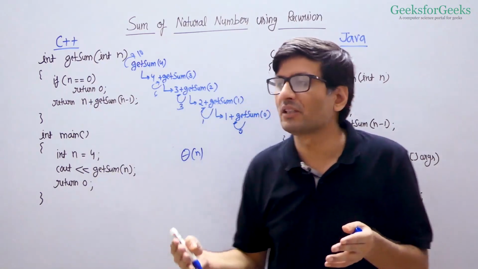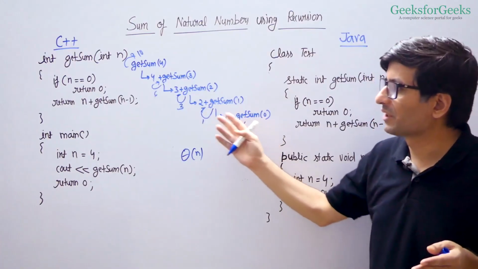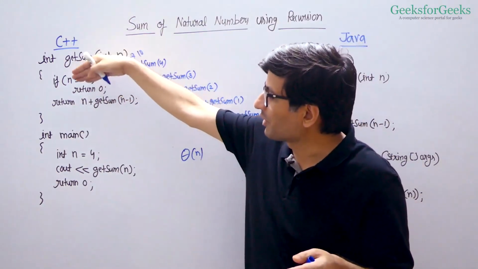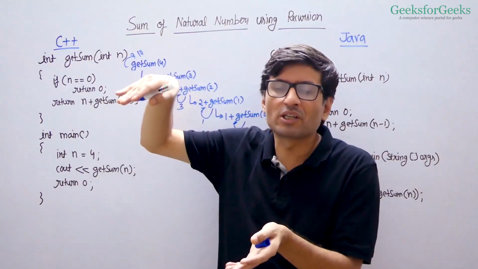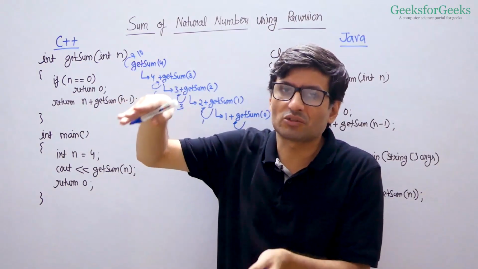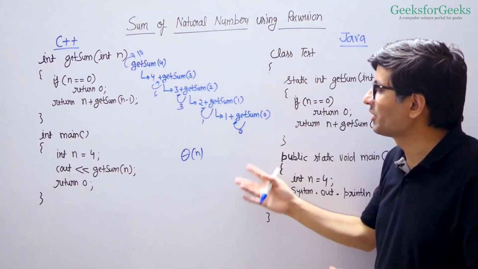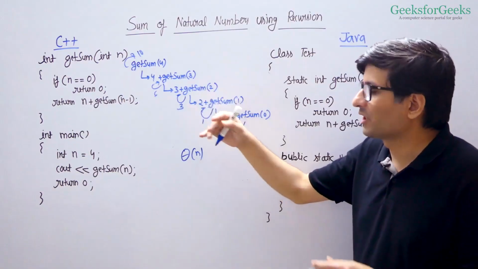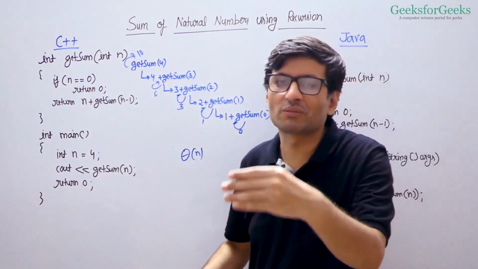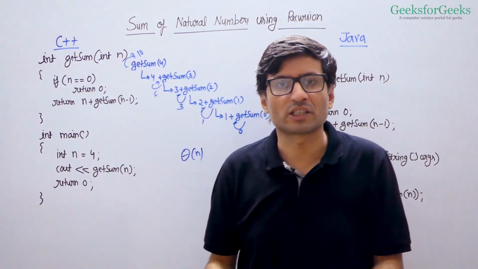And when will that happen? When the call for get sum 0 happens. When get sum 0 comes here for the n equal to 0 condition, at that moment you will have n plus 1 functions in the function call stack. And then the number of functions would start reducing. Get sum 0 will finish, then get sum 1 will finish. So they'll become n, then n minus 1, then n minus 2 and so on. And ultimately there will be 0 functions in the function call stack.